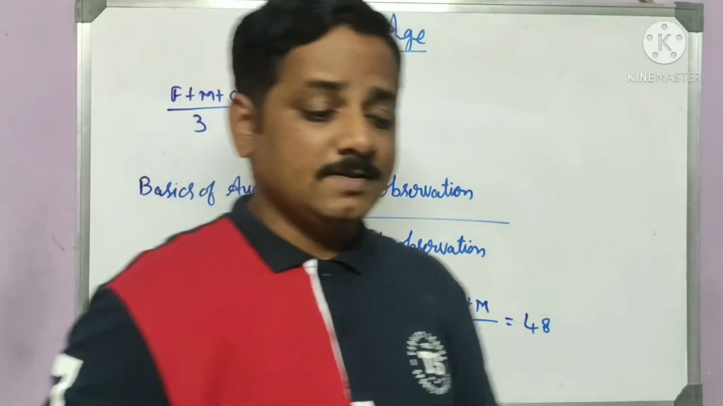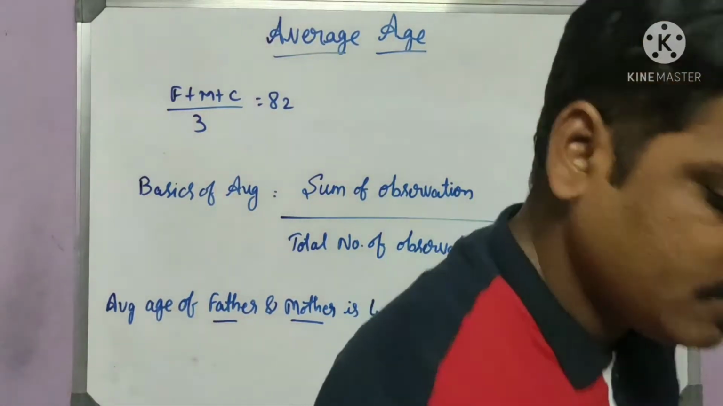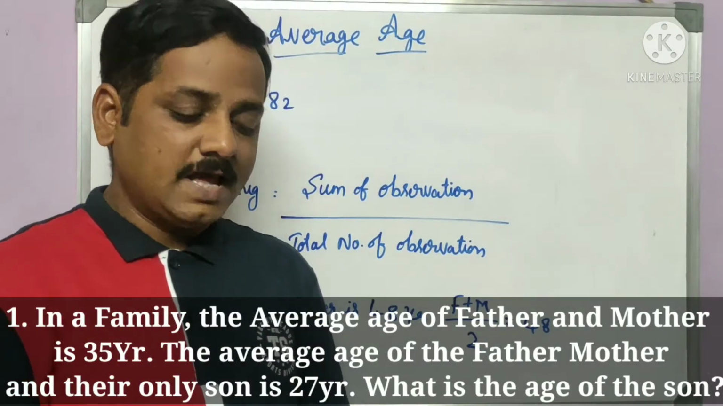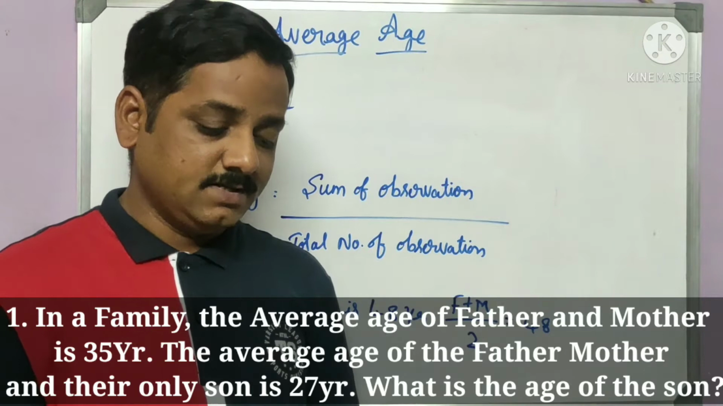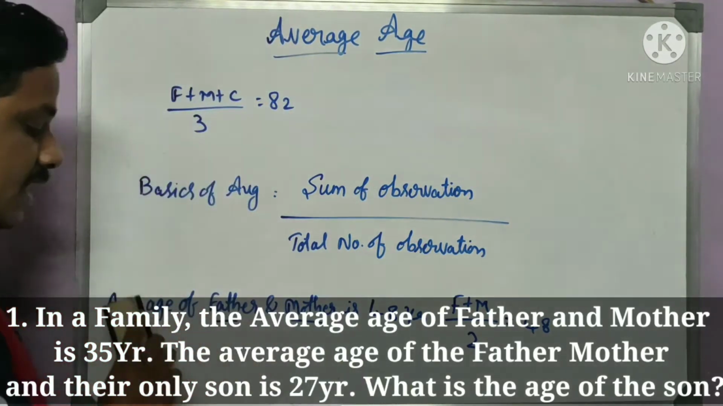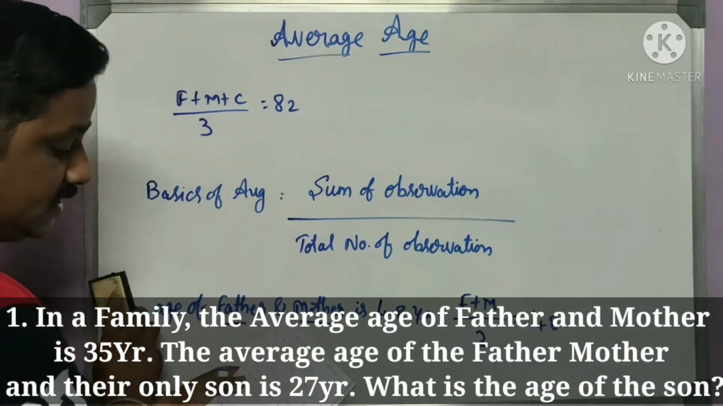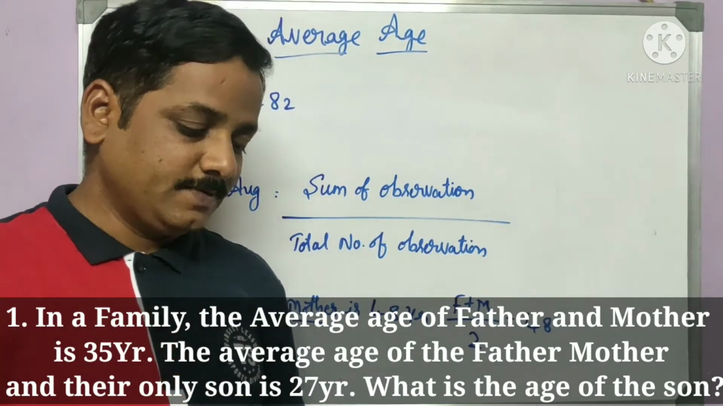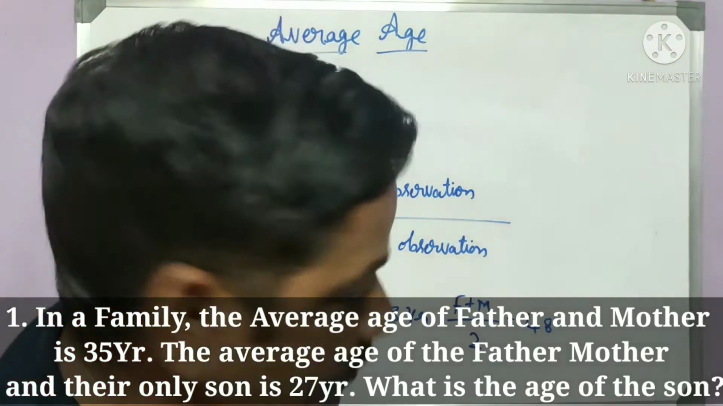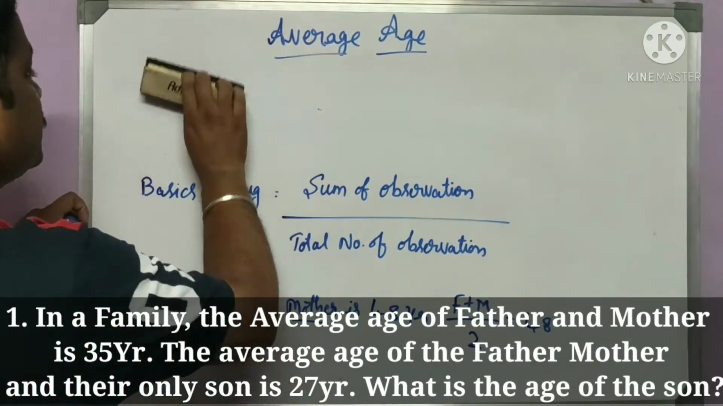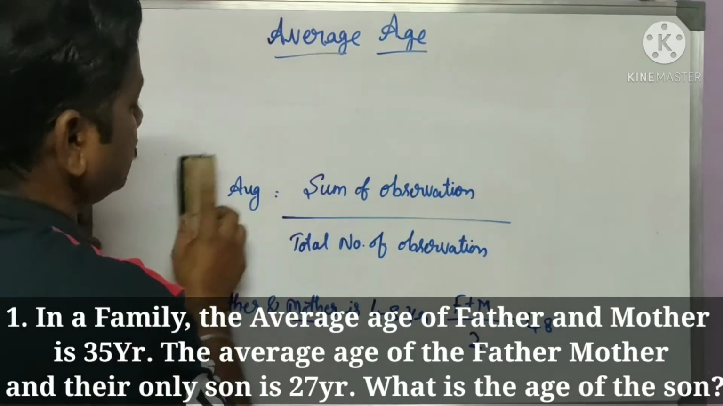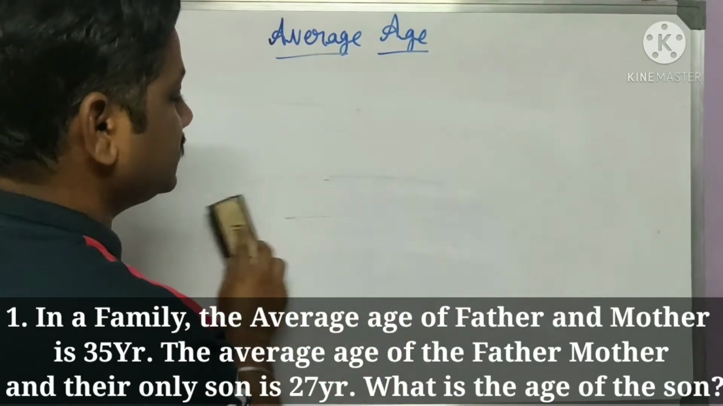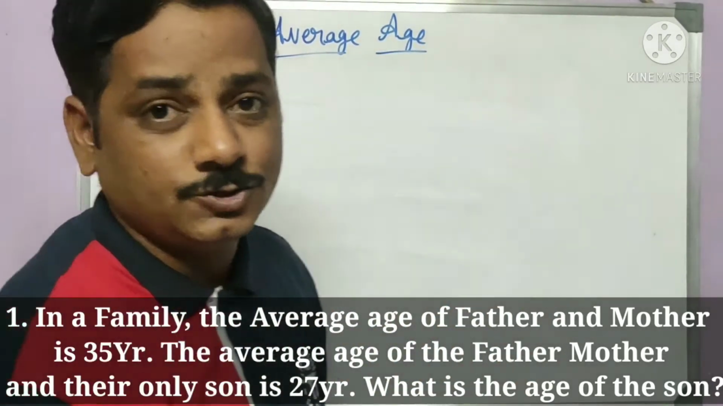First, let us start with a basic and simple question. Question number 1, you can look on the screen now. In a family, the average age of father and mother is 35 years. The average age of father, mother and their only son is 27 years. What is the age of the son? So they have given the average age of father and mother separately, and also the average age of father, mother and son together.